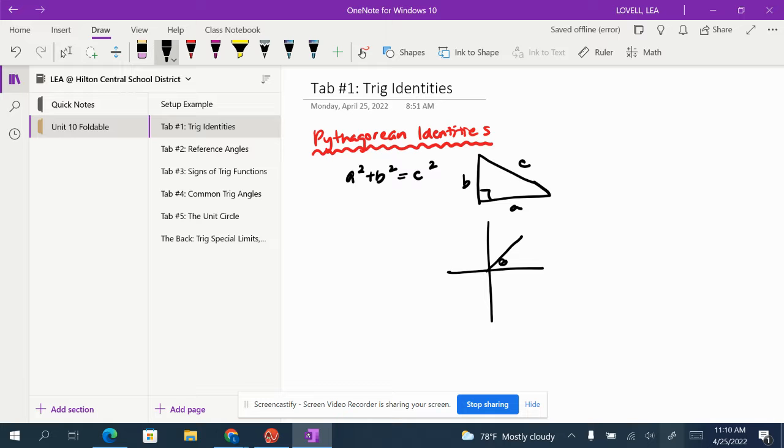So we've got theta here. We've got X and Y. So I pop that triangle out over here, and I draw it like this. I've got my 90-degree angle over here and theta over here. And we have X here and Y here.